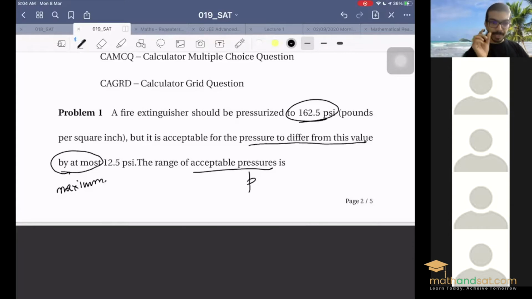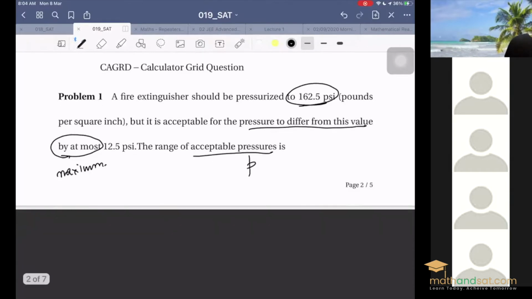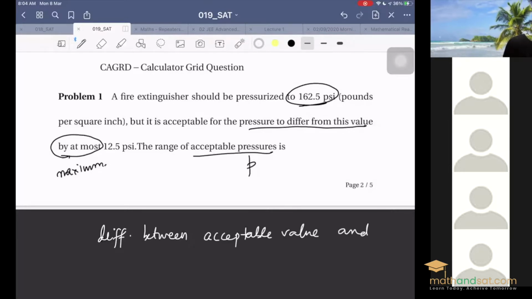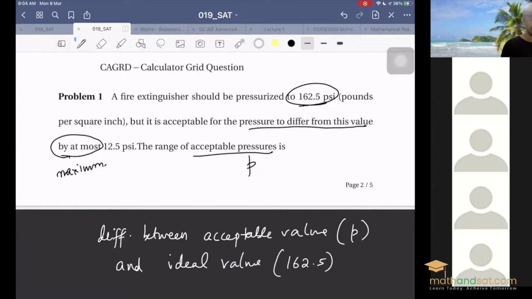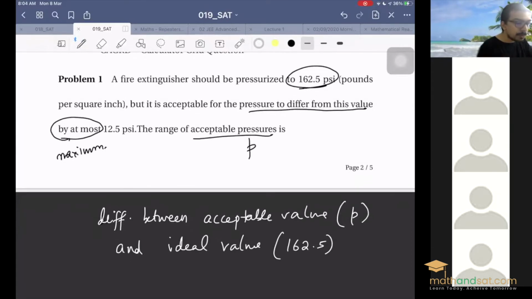Now the question is, when you take the difference between the acceptable value, which we call P, and the ideal value, 162.5, as a maximum, it has to be less than or equal to 12.5. The maximum value of the difference is 12.5. So the number has to be 12.5 or less than 12.5. If I say something has a maximum value of 12.5, it means that the thing has to be 12.5 or less than 12.5. So that's the idea.